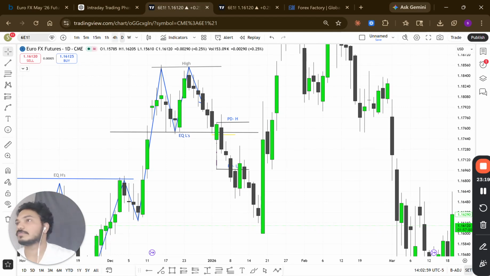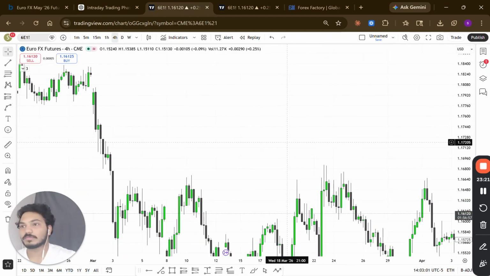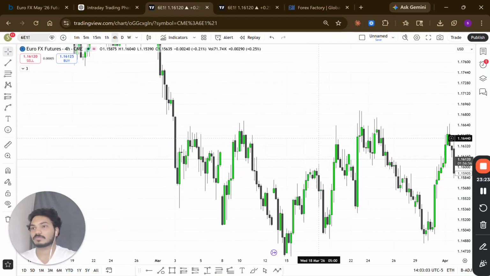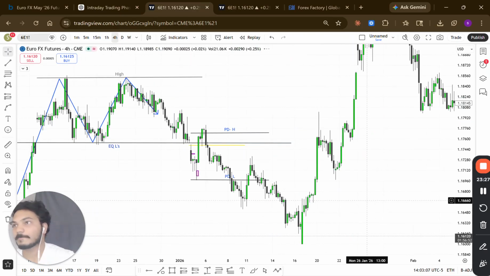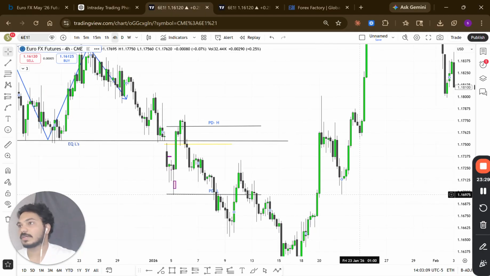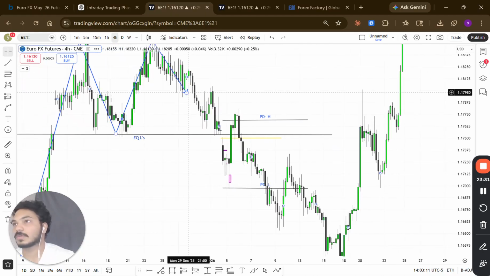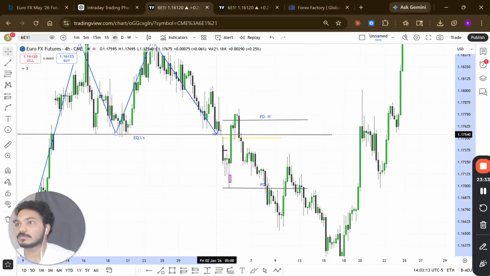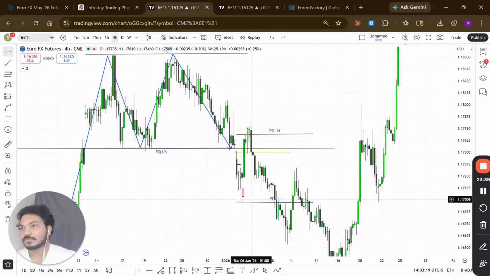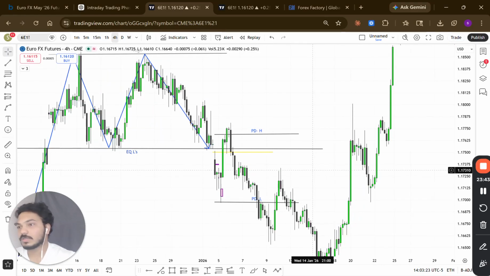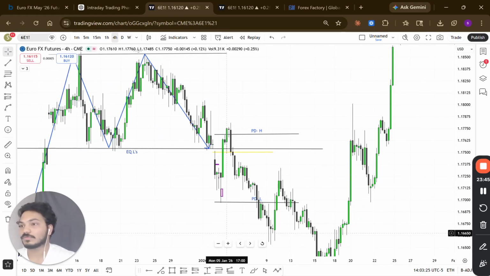So let me go to 4 hour as well. The previous day high and previous day low are marked. I'm moving it to here. Okay, we are dealing with the equal lows here. We've seen that now. So the 5th is done and we're going on to the 6th, right?